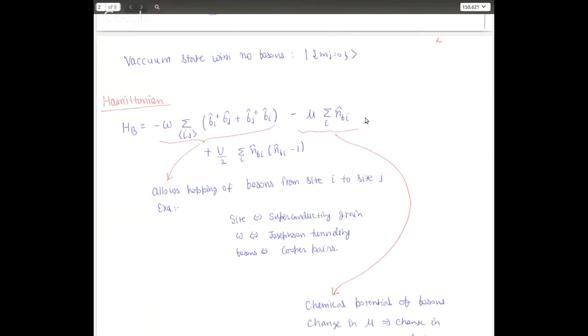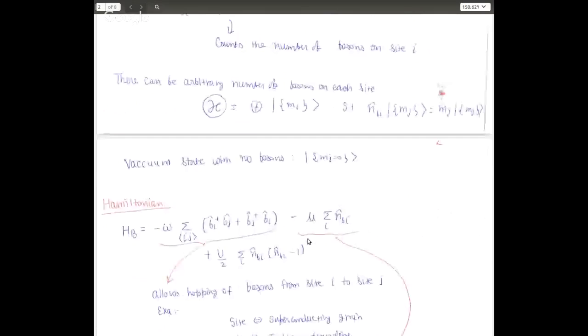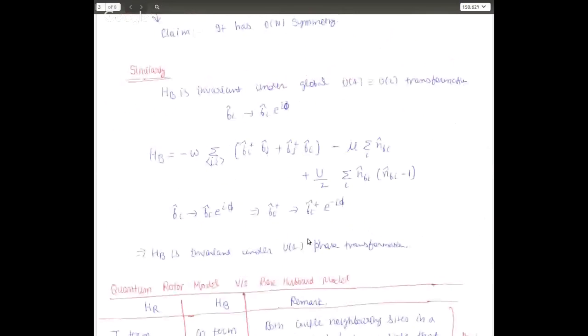So you can guess that this Hamiltonian has U(1) symmetry, where U(1) symmetry basically implies that if I send b_i to b_i times exponential i theta, my Hamiltonian remains invariant. You can see that, right? Because I have b_i dagger b_j and b_j dagger b_i and such terms. So the Hamiltonian has a kind of invariance under this global U(1) transformation.